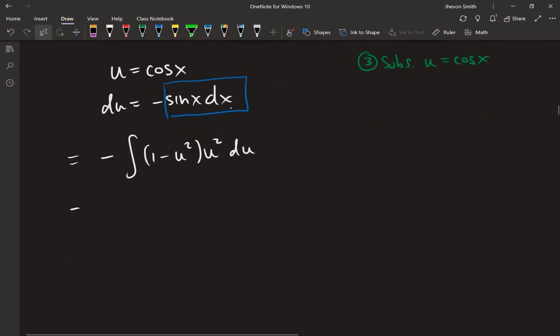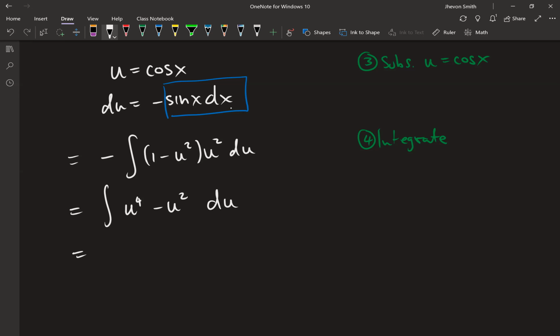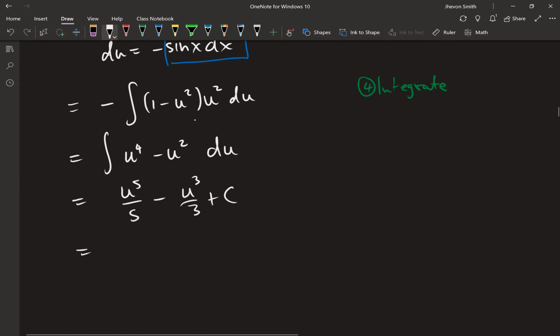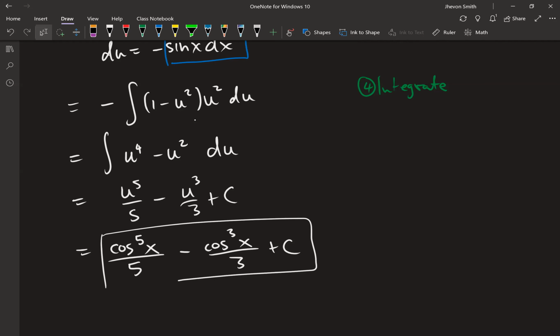And at this point, now you just integrate. Of course, you back substitute at the end, right? So that is going to be u to the fourth minus u squared. So that's u to the fifth over 5 minus u cubed over 3 plus c. And the u was the cosine. So this becomes cosine to the fifth x over 5 minus cosine cubed x over 3. And that is our integral.